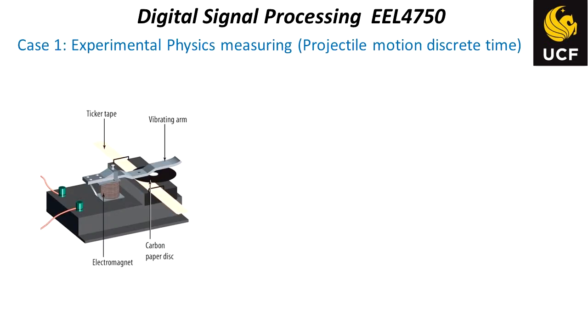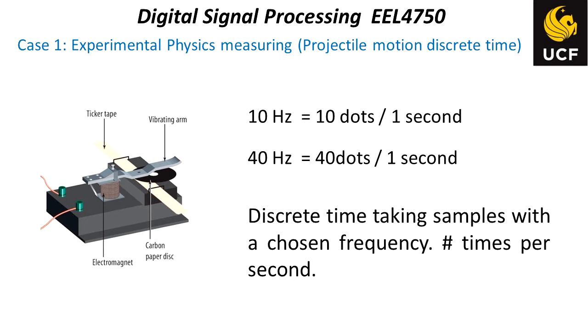I am going to analyze the case of projectile motion that we use in the experimental physics lab to teach the basics of motion. So this is a tick timer that we use in the lab, and it has different frequencies. Sometimes it's 50 Hz, but some of them can be changed to 10 Hz or 40 Hz. So it can be arranged. For example, if we set 10 Hz, that means in 1 second it's going to do 10 dots. If we choose 40 Hz, it's going to make 40 dots in 1 second.